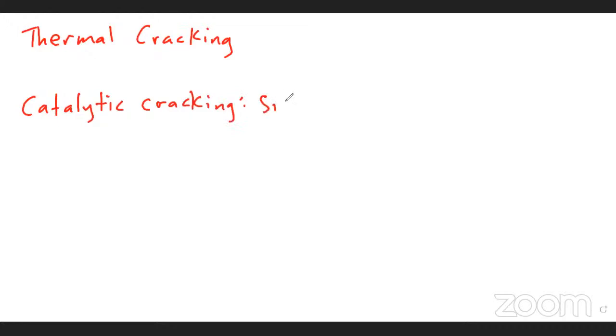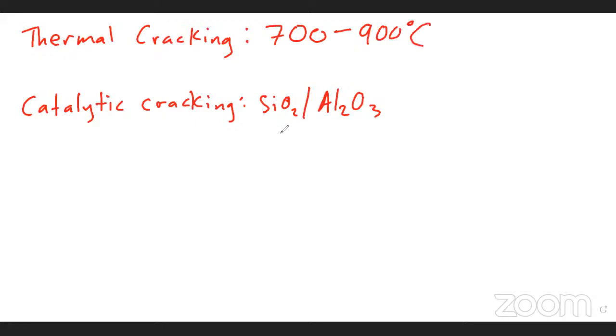So we can use SiO2 or Al2O3. For the thermal cracking, what was it again? Was it 700 to 900? Yes, sir. And this was 400 to 500? We can double check. I think it's 400 to 500. Yes, sir. All right. So I'm just going to do an equation, all right?